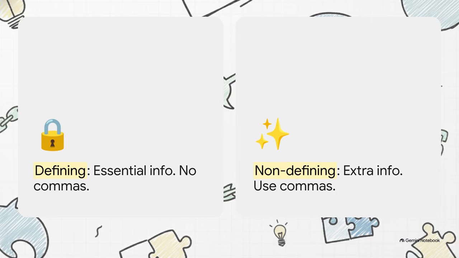And the golden rule here is that for these non-essential flavor clauses, commas are always used. They act like little handles, letting you lift the extra info in and out of the sentence.